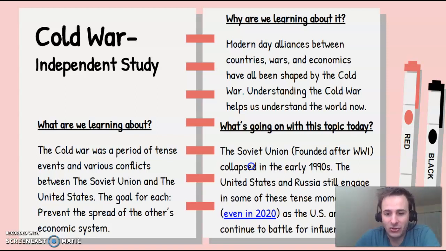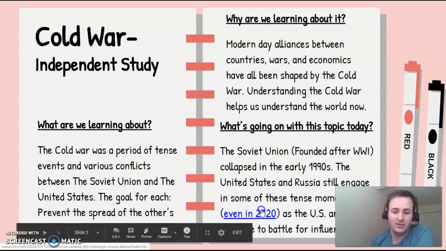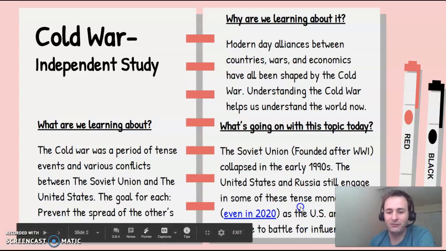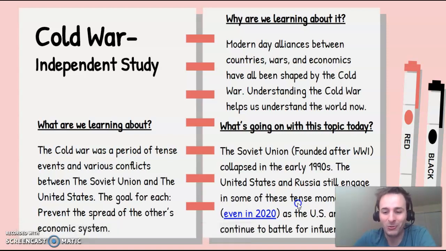With this topic, while the Soviet Union collapsed in the early 1990s, the United States and Russia, the country that emerged from the Soviet Union, still engage in some of these tense moments. This article links to an event in March in which a Russian spy plane had to be diverted off the coast of Alaska near the United States. As we continue to battle for influence today, it's definitely not as hot or cold, for example, as the Cold War was in the 1950s, 60s and 70s, but definitely still a very tense relationship.